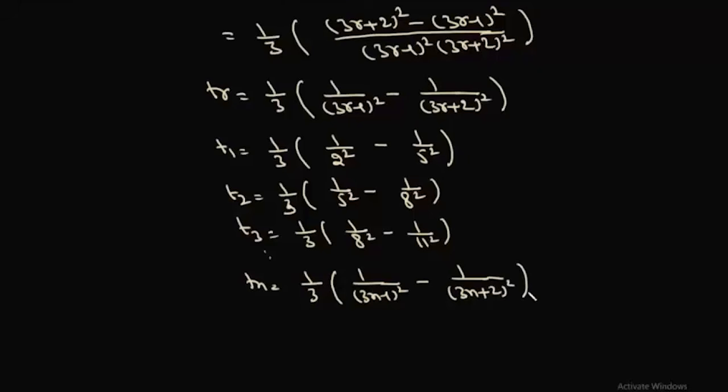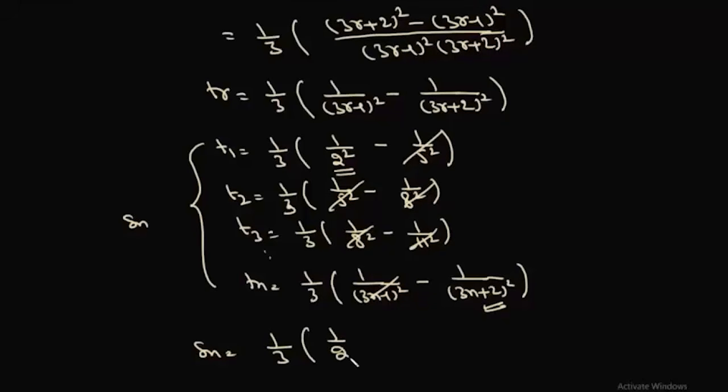Now we add them. Sn is the sum of these n terms. So if we add all these terms, we'll get Sn. Here 5 square will cancel, 8 square will cancel, 11 square will cancel. Now here we have 1 upon 2 square, so what remains is 1 upon (3n+2) square. So it will be 1 by 3, 1 upon 2 square minus 1 upon (3n+2) square. And that is how we solve this series up to n terms.